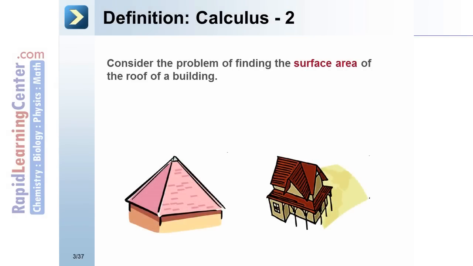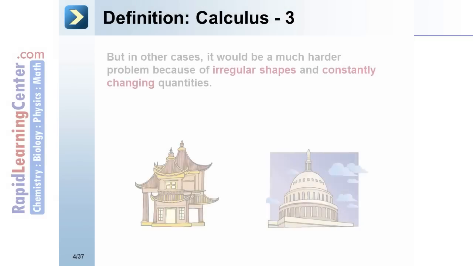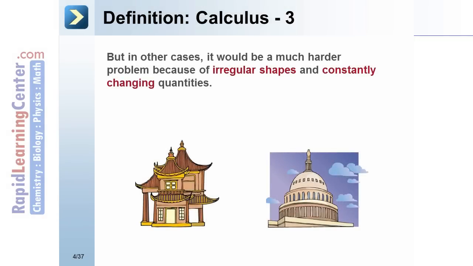Consider the problem of finding the surface area of the roof of a building. In some cases, it would be easy to do using only geometry or algebra because there are non-complicated flat-like surfaces. But in other cases, it would be much harder because of irregular shapes and constantly changing quantities.